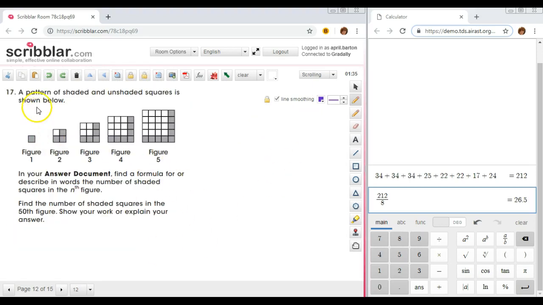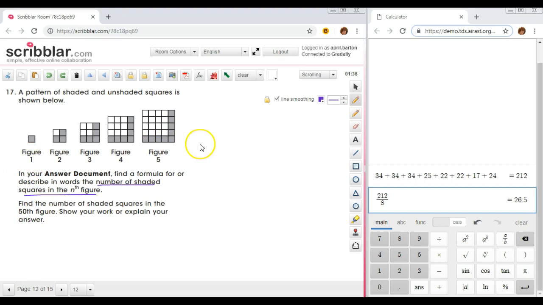Problem 17. A pattern of shaded and unshaded squares is shown below. It gives us each figure. In your answer document, find a formula for or describe in words the number of shaded squares in the nth figure. Find the number of shaded squares in the 50th figure. Show your work and explain your answer. So they want the shaded squares only.